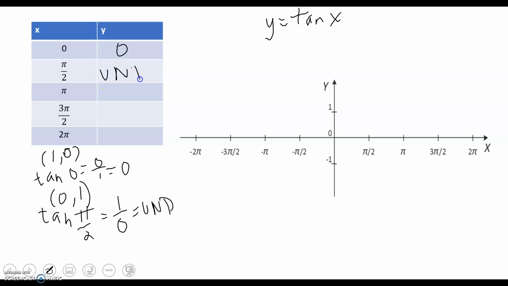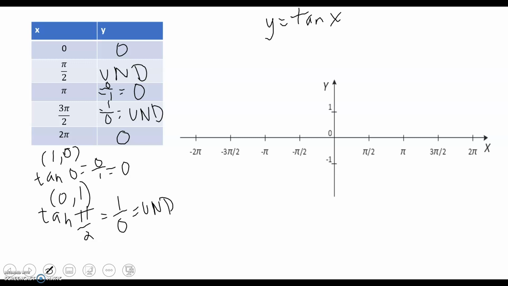So this is undefined. At pi, our point is (-1, 0). So we would do 0 over negative 1, which is equal to 0. At 3 pi over 2, our point is (0, -1). So it would be negative 1 over 0, which is also undefined. And then at 2 pi, we're back at 0 because 2 pi and 0 are coterminal angles. They share the same x and y values, okay?